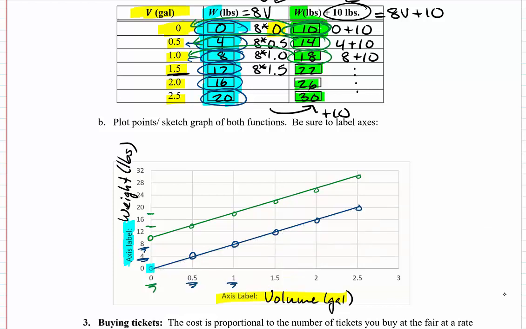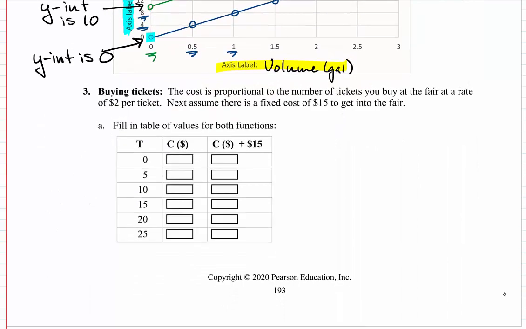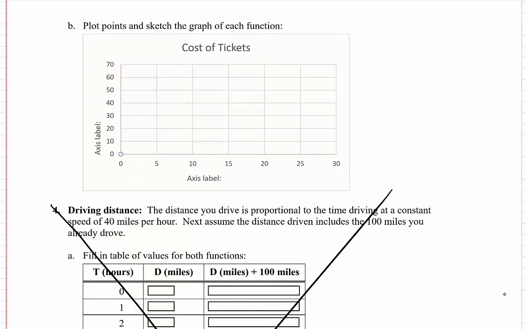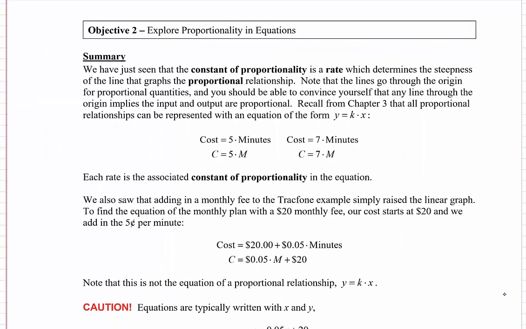So just like in our first example, notice these lines have the same slope, and they just have different y-intercepts. This y-intercept, which I'm going to abbreviate y-int, is 10. This y-intercept is 0. Now I'm going to leave it to you to try number 3. That would be good practice. You can skip number 4. And then we'll move on to objective 2.